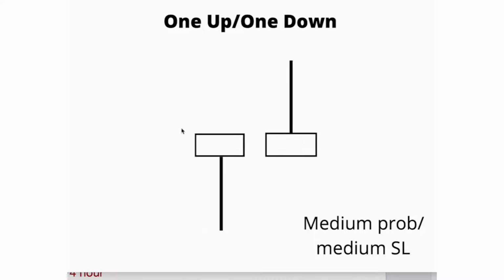Remember, this is a 2-candle pattern. This can take place at the bottom of a trend. In other words, we'd be looking to trade up, or it could take place at the top of the trend. We're looking to trade down, and they look very, very similar. Whether you're at the top or the bottom makes very little difference. So that's what I call one up, one down.